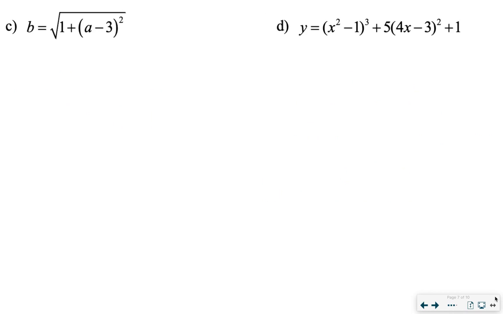Awesome. Okay, so b equals the square root of 1 plus a minus 3 all squared. So let's again just rewrite with a rational exponent.